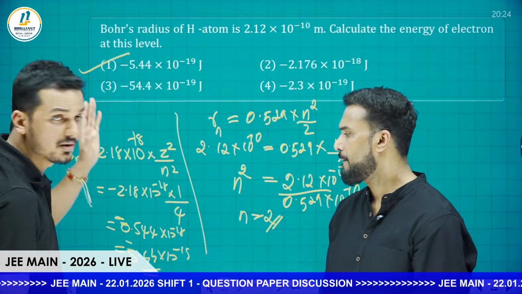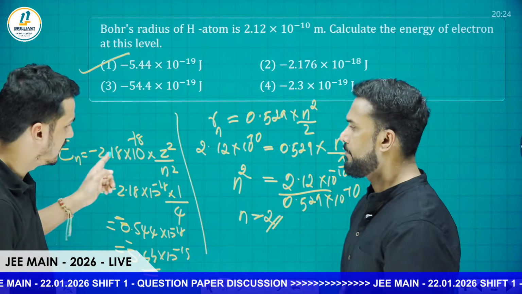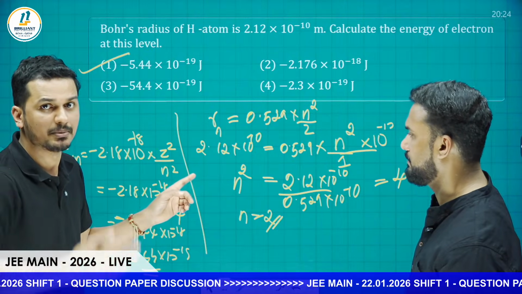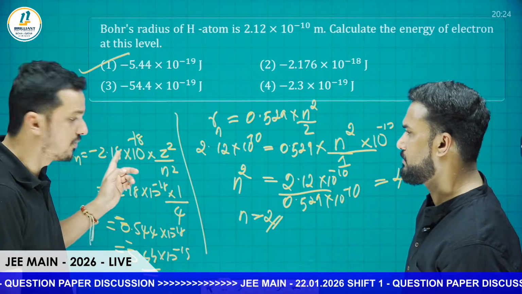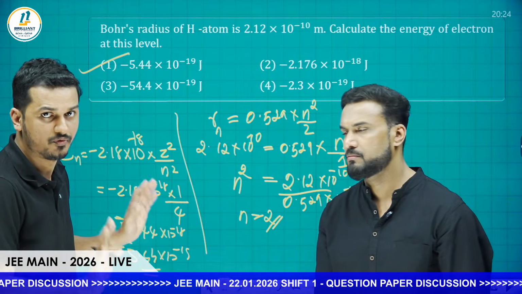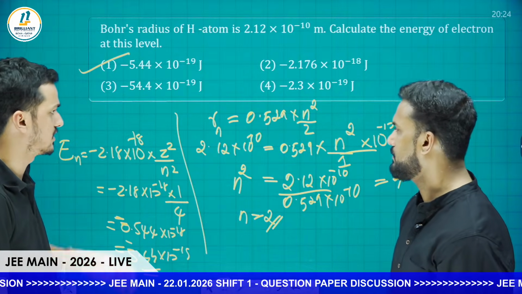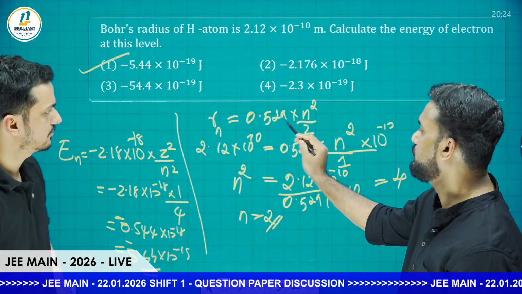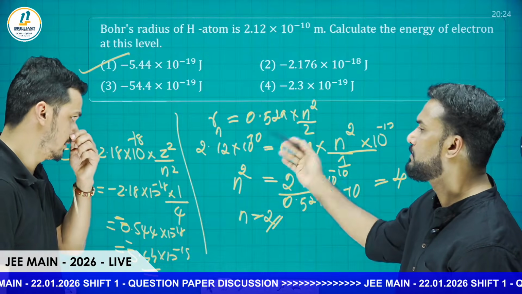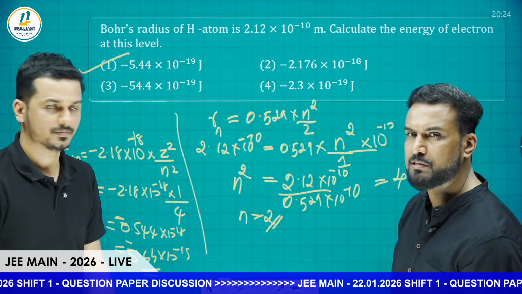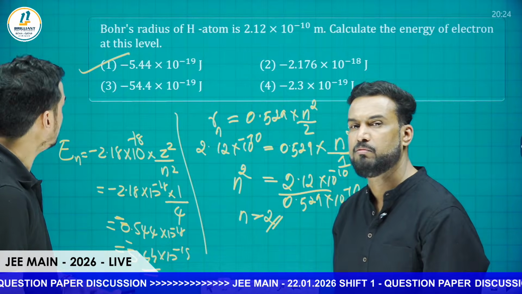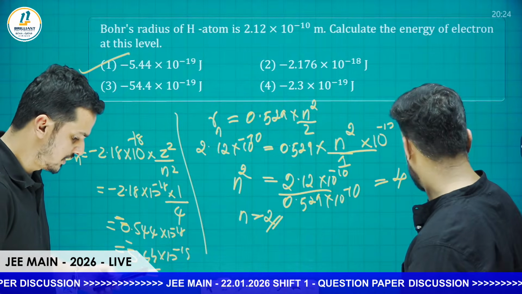One more thing you have to remember from here. This one they gave in joule. Sometimes they can ask in electron volt, so that time it will be minus 13.6. Don't forget, those possibilities are there. Here we took 0.529 because minus 10 is already there, so we can easily convert. Otherwise 52.9 you can take, and 10 power minus 12 will come, into meter. Shall we go to the next question, sir?